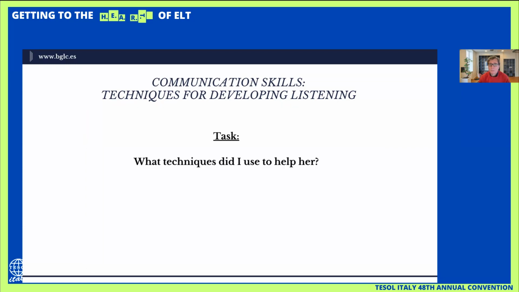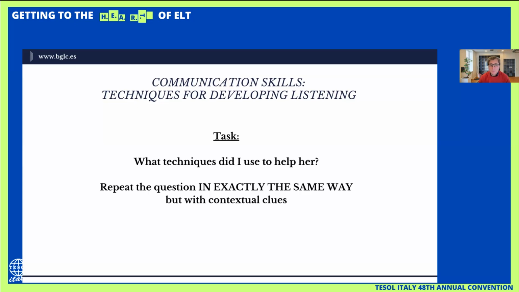Very simple, very obvious. What technique was it? There was actually only one technique. Repeat the question in exactly the same way. This is fundamental, exactly the same way, but with contextual clues. Now, why am I highlighting this? I'll tell you why. Because for over 20 years, I've watched English teachers ask questions in class. Students don't understand and they reformulate. Now, okay, that's one technique.